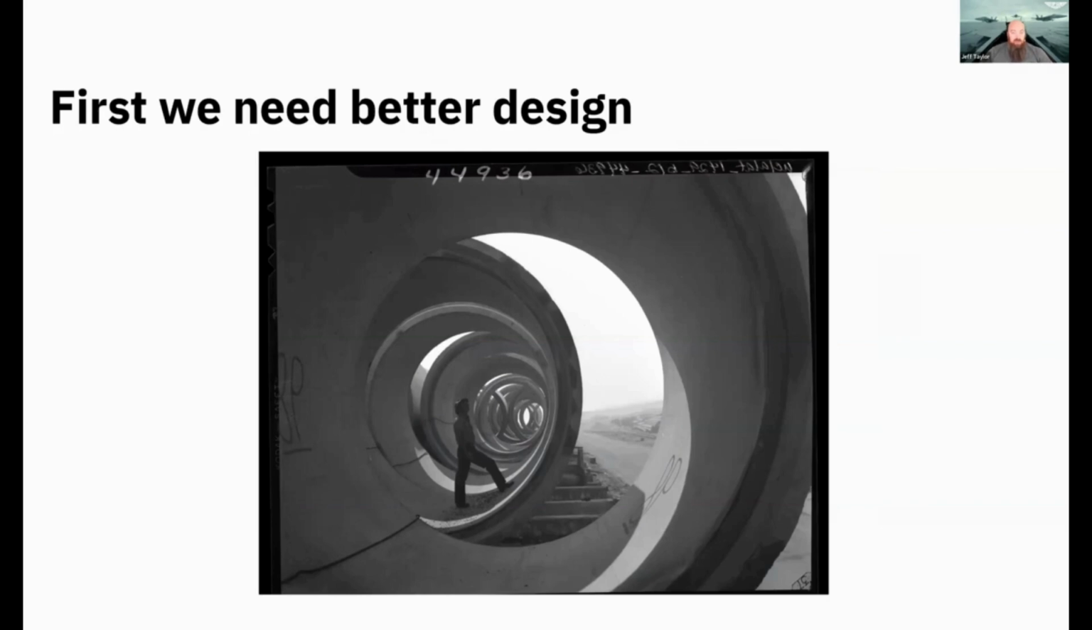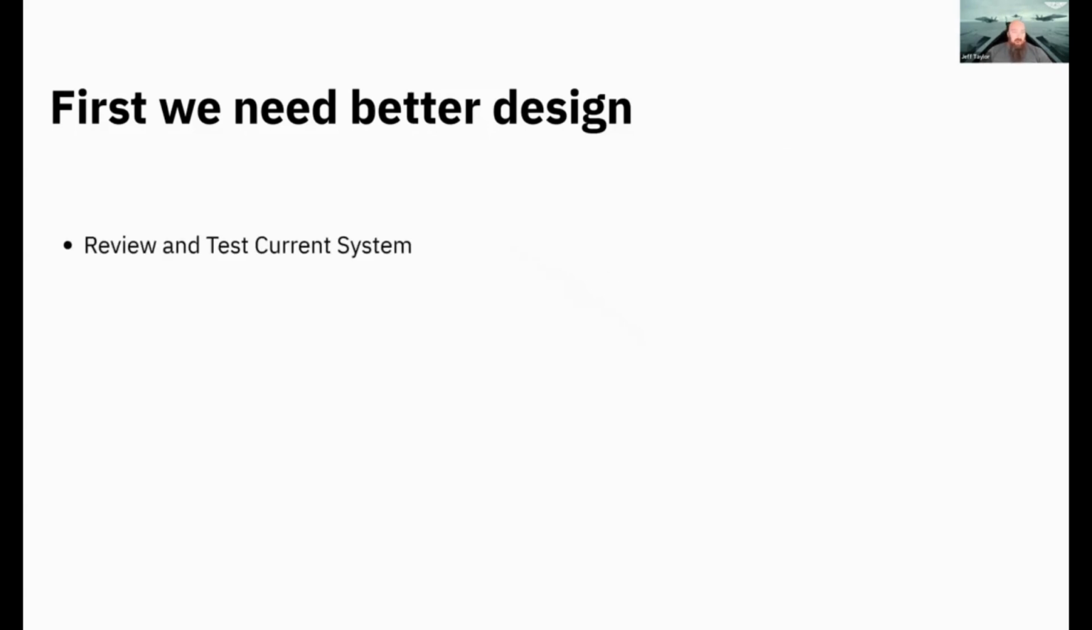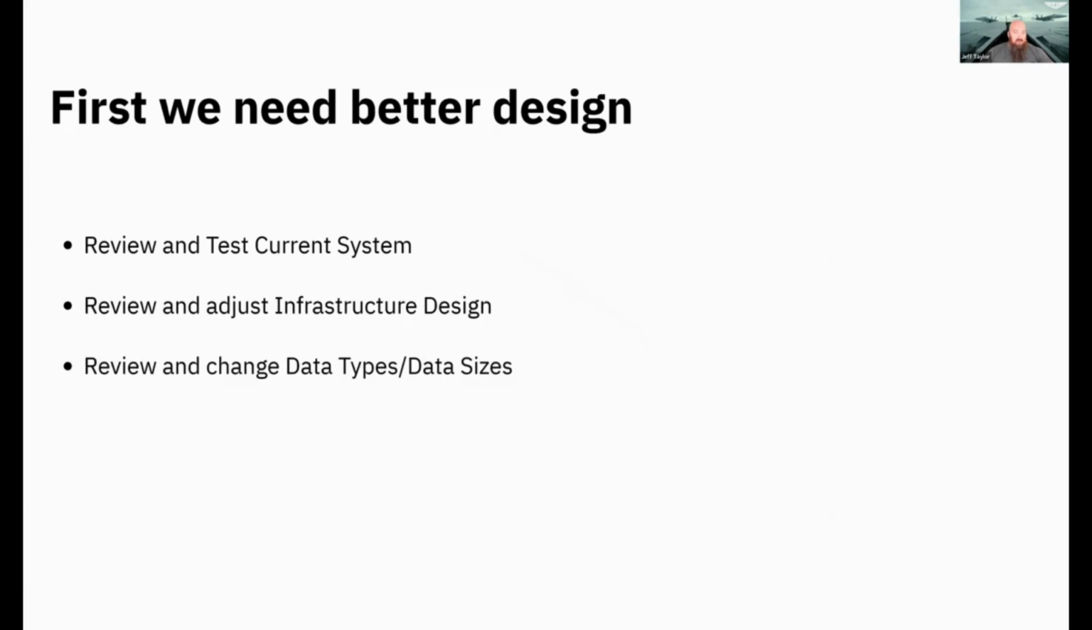So what I'm going to show you here is simple ways that you can improve your current system with a better design. All right, so to review, we're going to review the current system and test it. We're going to review and adjust the infrastructure, okay? And then we're going to review the different data types that make a big difference. And then we're going to talk about how to create the logical and physical separation of the data.